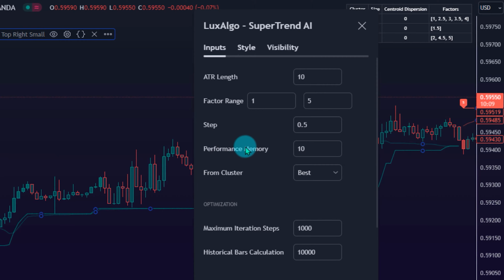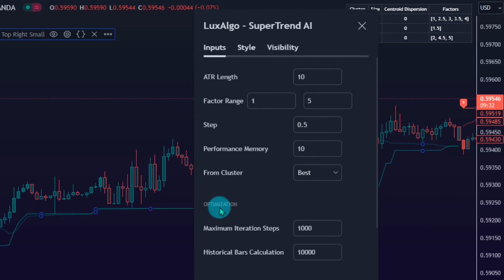Performance memory. This determines the degree to which older inputs affect the current output, with higher values returning longer-term performance measurements. By default, it is 10. From cluster. This determines which cluster is used to obtain the final factor. By default, it is the best.